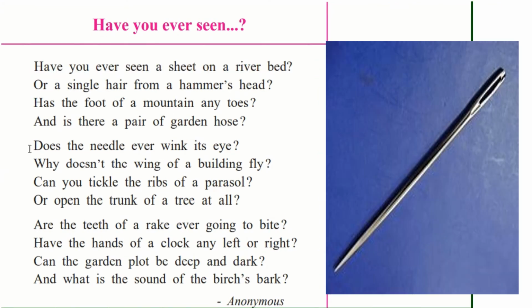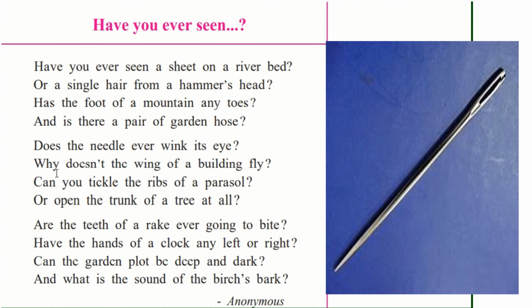Let's read the second stanza and enjoy it. Here the poet asks us, does the needle ever wink its eye? We know that a needle has an eye, where we put the thread, isn't it? So here eye is compared to the part of our body where we can see. We wink with the eyes. So the poet wants to know, why is it called an eye of the needle?